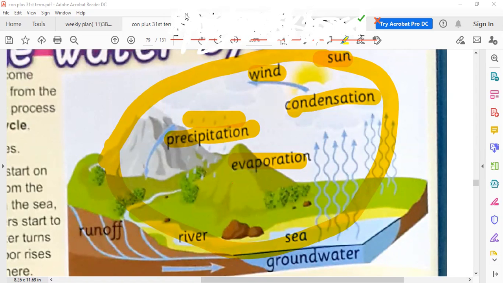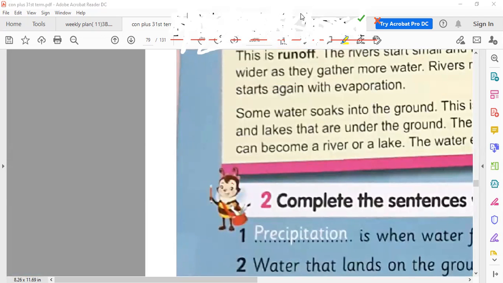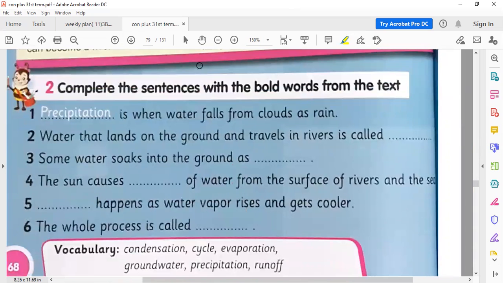Let's move to the questions. These are the words that you choose from: condensation, cycle, evaporation, groundwater, precipitation, and runoff. Teacher, cycle, not water cycle. Cycle, not water cycle. If you want to answer, raise your hand.